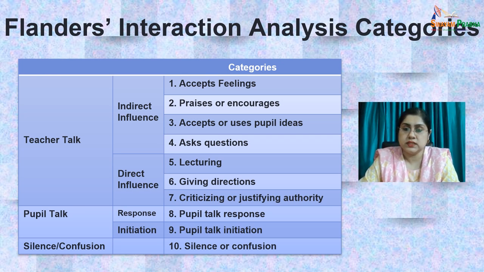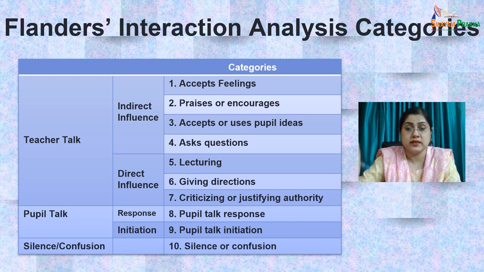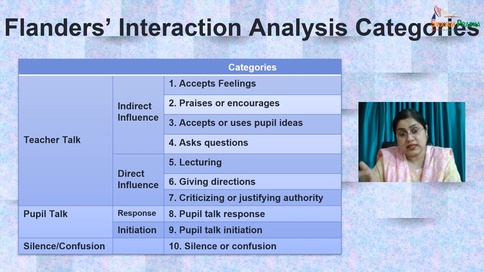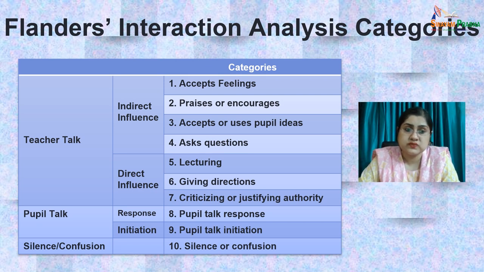First, let us discuss the teacher talk. In this first category of teacher talk, we have seven categories. The major category is teacher talk, and under it there are seven categories. The first four categories belong to indirect influence, and the latter three belong to direct influence. The category of indirect influence covers those verbal behaviors of the teacher which give the students greater opportunity to respond or maximize their freedom of action.